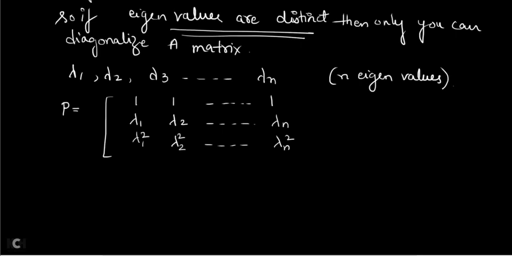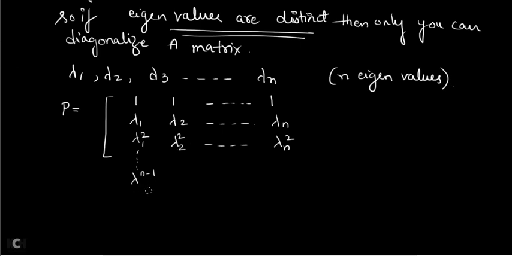Like that. Fourth row should be lambda 1 cube, lambda 2 cube, etc. up to lambda n cube. Like this you have to continue until you get lambda n minus 1, power n minus 1, lambda n minus 1.